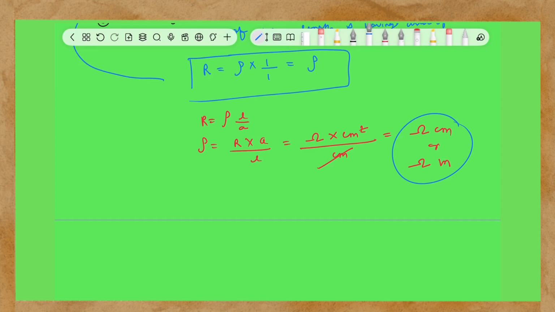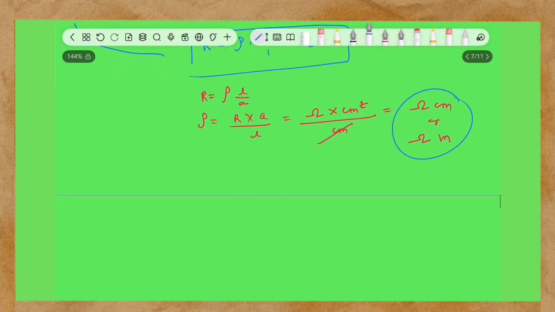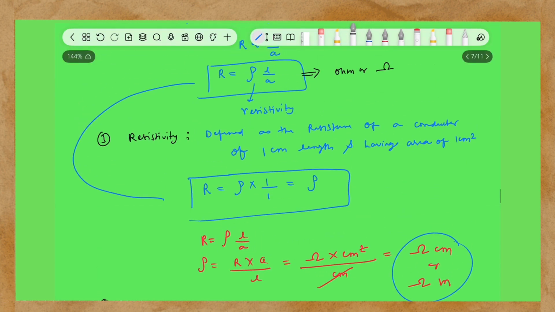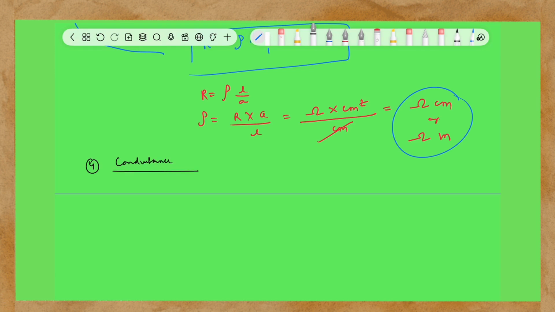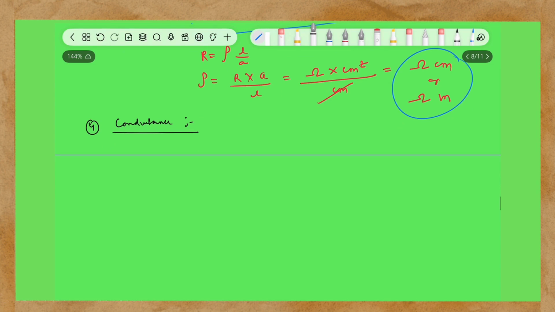Now moving to the next important concept that is new to you, which is conductance. I think this is the fourth one. Fourth one is conductance. So by formula we write conductance. First of all, we have to understand this is represented by the symbol G, capital G. So capital G is equal to the reciprocal of resistance. Capital G, which is conductance, is equal to the reciprocal of resistance.